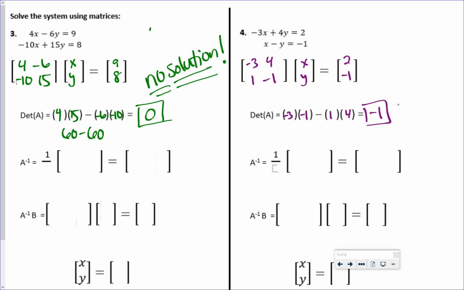Other Adam, how do I set up my inverse? 1 over negative 1 times negative 1, negative 4, negative 1, negative 3. Good. Popcorn. Jimmy, what does that give me? It gives you 1, 4, 1, 3. Good. Popcorn.